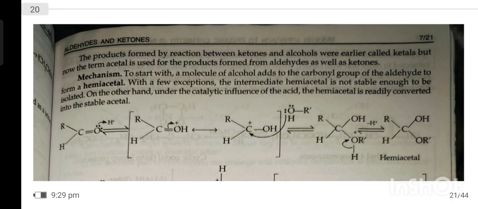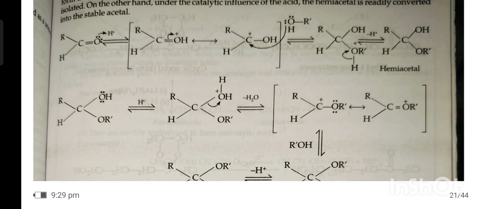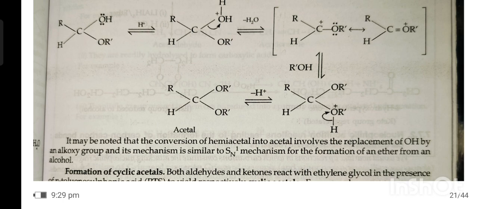Mechanism: to start with, a molecule of alcohol adds to the carbonyl group of aldehyde to form a hemiacetal. With a few exceptions, the intermediate hemiacetal is not stable enough to be isolated. On the other hand, under the catalytic influence of acid, the hemiacetal is readily converted into the stable acetal. It may be noted that the conversion of hemiacetal into acetal involves the replacement of OH by an alkoxy group, and its mechanism is similar to the SN1 mechanism for the formation of ethers from alcohols.